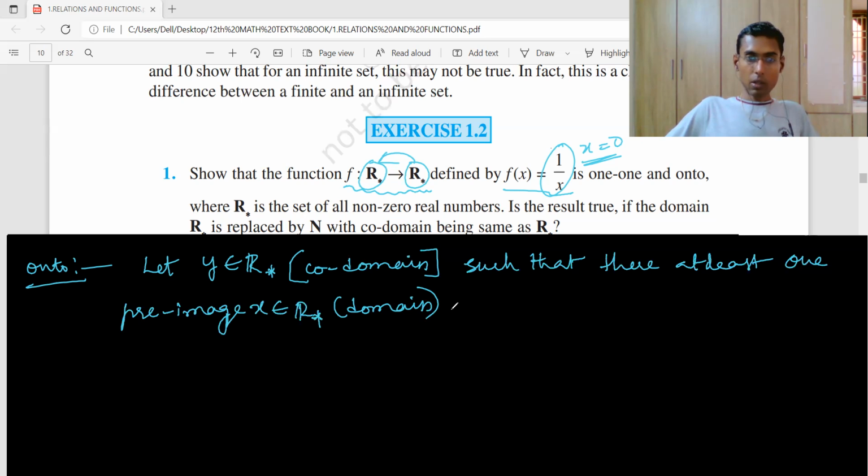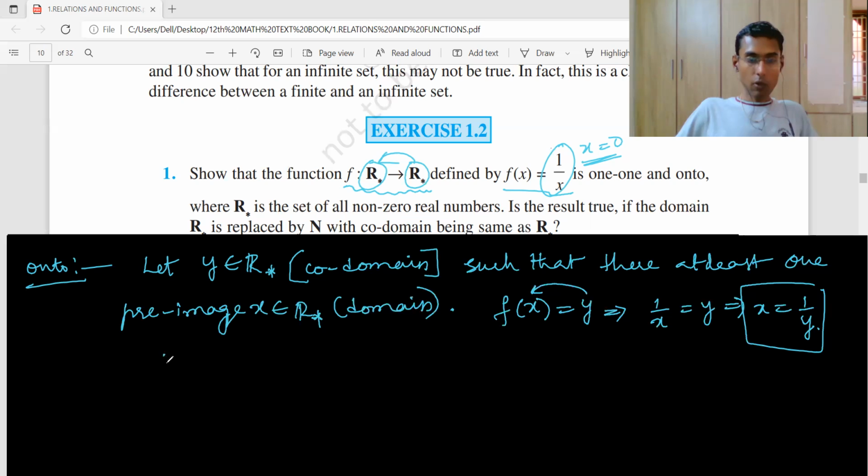Okay, what does it mean then? You know what? f(x) equal to y. You understand? So the pre-image of y is x means this only, no? The image of x is y, that means the pre-image of y is x. Like this we are taking. Then we need to find out now the pre-image. What is that pre-image? 1 by x equal to y, so x equal to what? 1 by y.